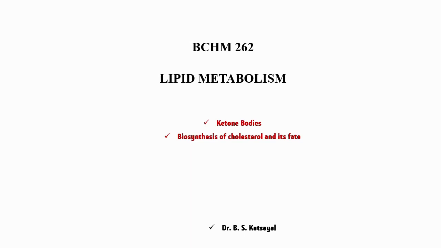Before the tutorial questions, we are going to have a look into ketone bodies synthesis, as we've already discussed in the class, and also have an overlook on biosynthesis of cholesterol and the fat.